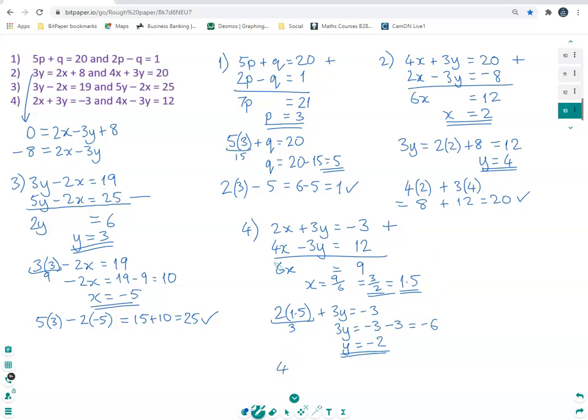So 4x is 4 lots of 1.5 minus 3y is 3 lots of -2. That gives us 4 times 1.5 is 6, and 3 times -2 is -6, so it's 6 minus -6, which is the same as 6 plus 6, which gives us 12, which is what we were aiming for. So we're done.